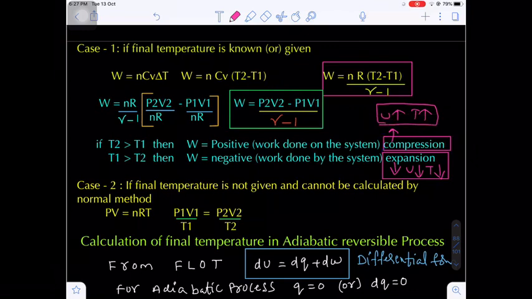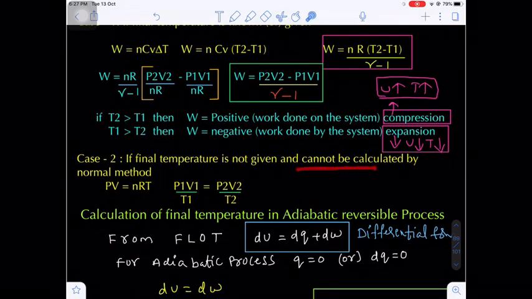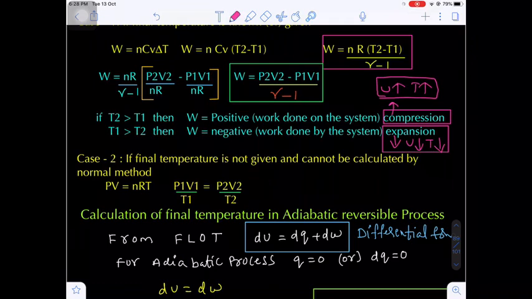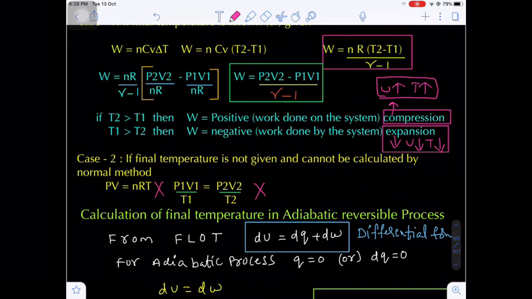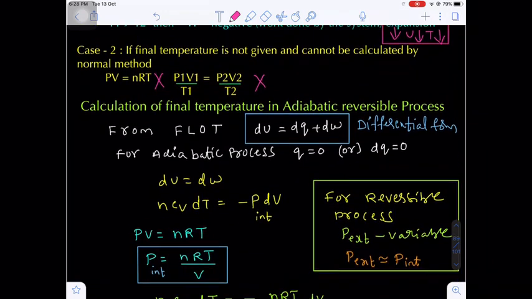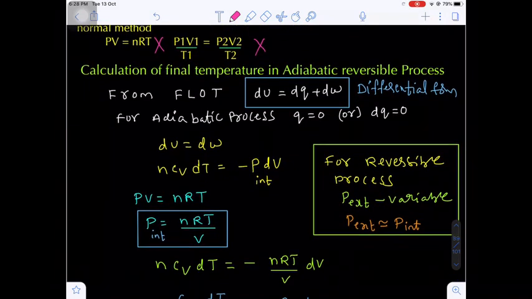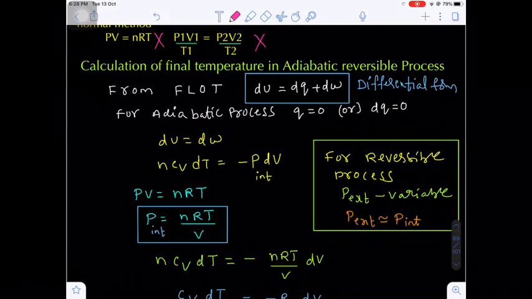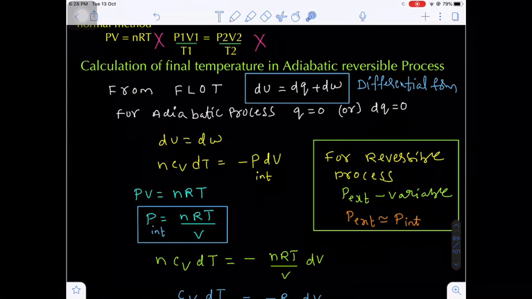Number 2: if the final temperature is not known, it cannot be calculated with the help of PV is equal to nRT or P1 V1 by T1 is equal to P2 V2 by T2. That means here all 3 state variables, pressure, volume and temperature, are variable. In that case, how do we calculate the final temperature in the adiabatic reversible process? This is very important.